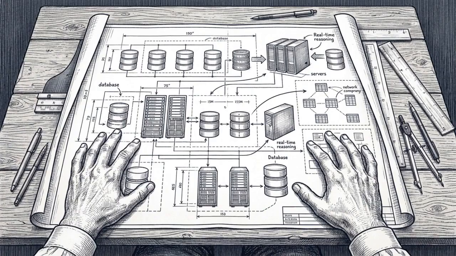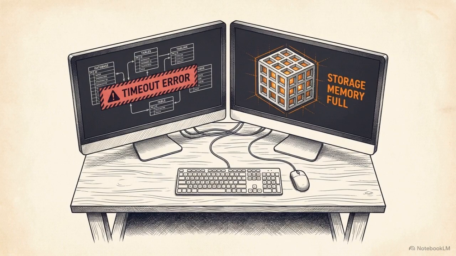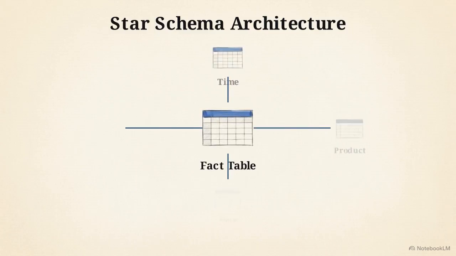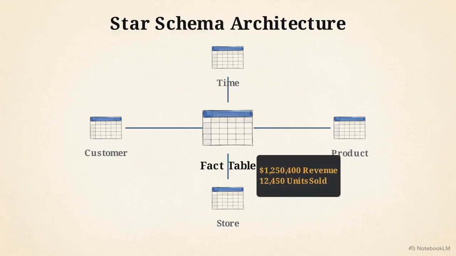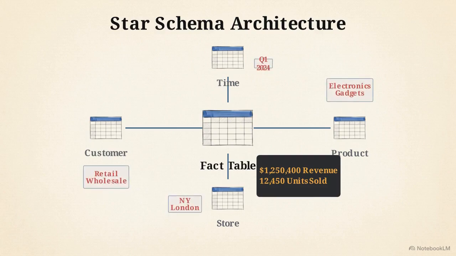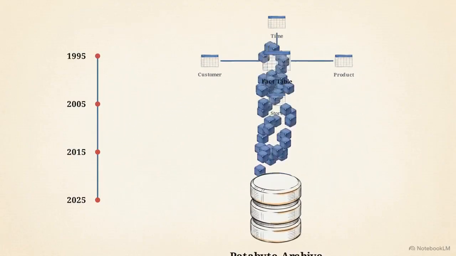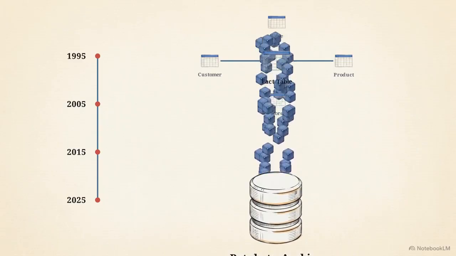ROLAP relies entirely on traditional relational database engines to house analytical data. This animated diagram illustrates its core design pattern, the star schema. A central fact table sits in the middle, connecting outward to a series of surrounding dimension tables. The central fact table stores measurable metrics, like total revenue or units sold. The surrounding dimension tables hold descriptive context, used to filter those facts, like store locations and product categories. Because this is a standard relational database, ROLAP can scale indefinitely. It easily retains complete item-level transactional logs spanning decades.